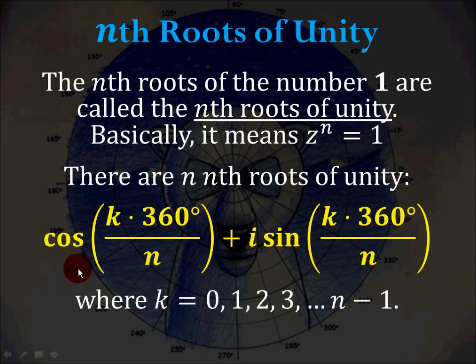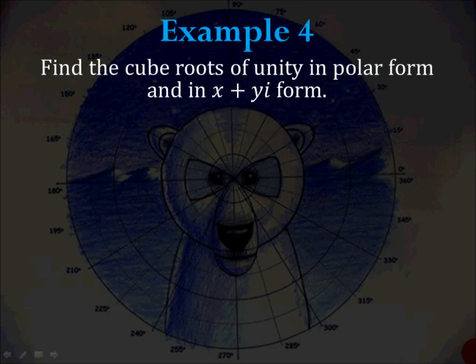If you want to figure it out yourself, you can. Basically, you're plugging in n instead of a fixed number. So cosine of k times 360 over n plus i sine k 360 over n. Each of these is one of the roots of 1, where k is all the integers from 0 up to n minus 1. So if you want to find the 10th roots of unity, you're going to have k with values of 0 all the way through 9, so you get 10 answers. If you wanted 20 roots of unity, you would plug in values of k from 0 to 19, so you get 20 different roots.